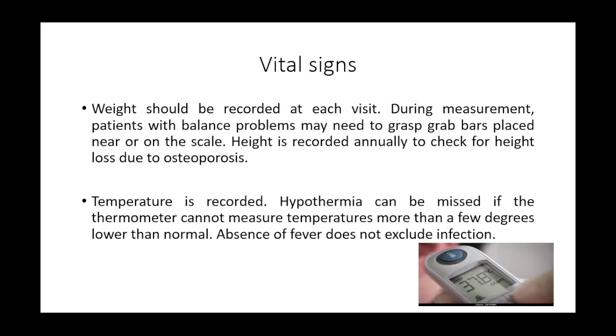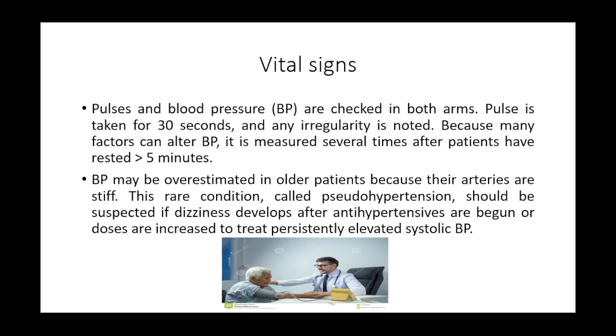During measurement, a patient with a balance problem may need to grab bars placed near the scale. Height is recorded annually to check for height loss due to osteoporosis. Temperature is recorded. Hypothermia can be missed if the thermometer cannot measure temperature more than a few degrees lower than normal. Absence of fever does not exclude infection.